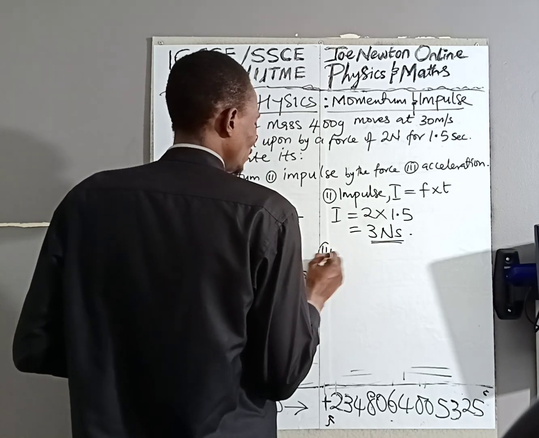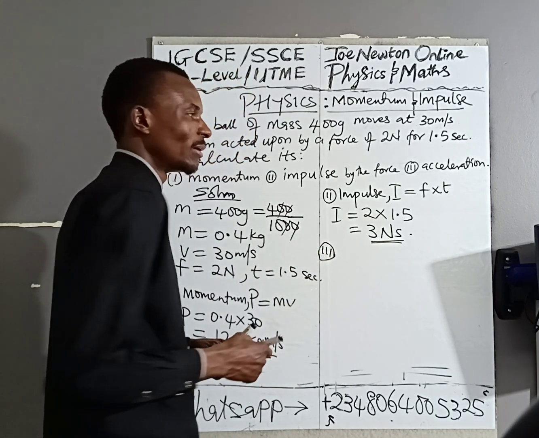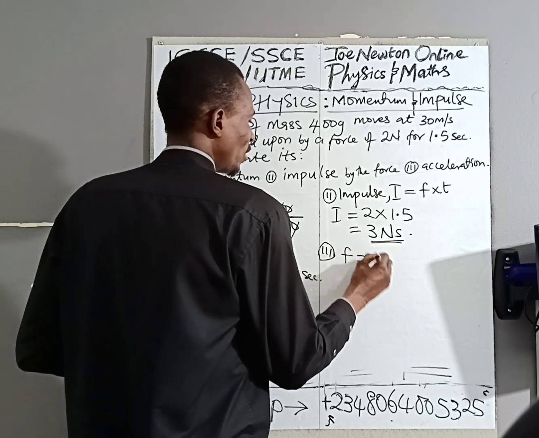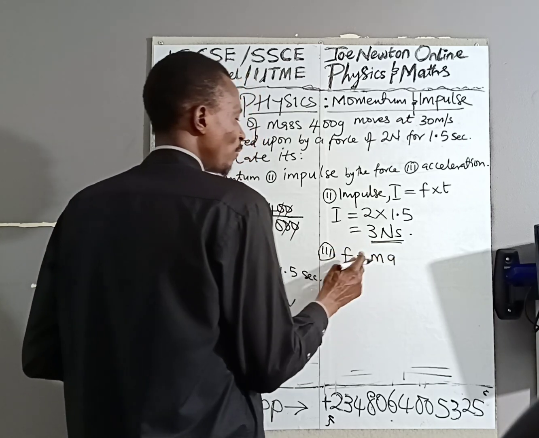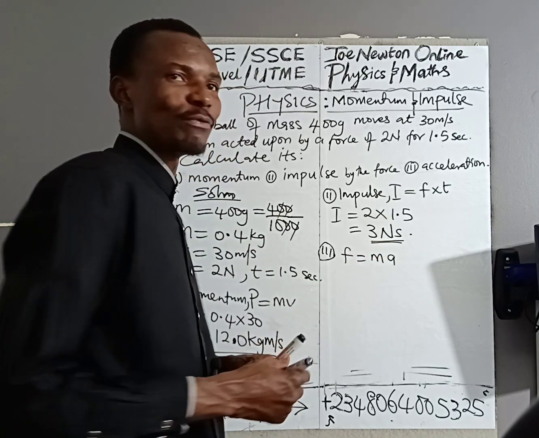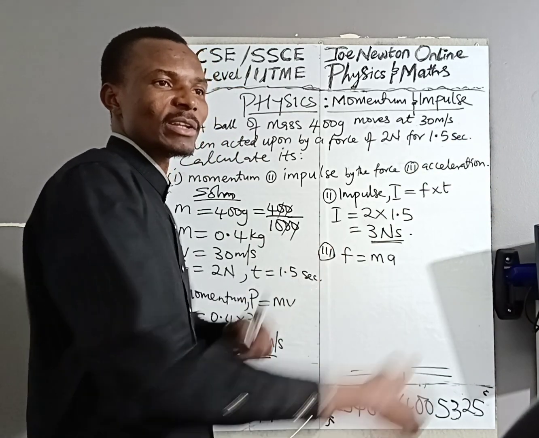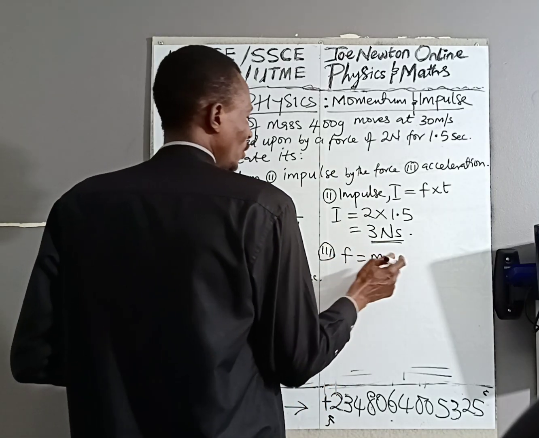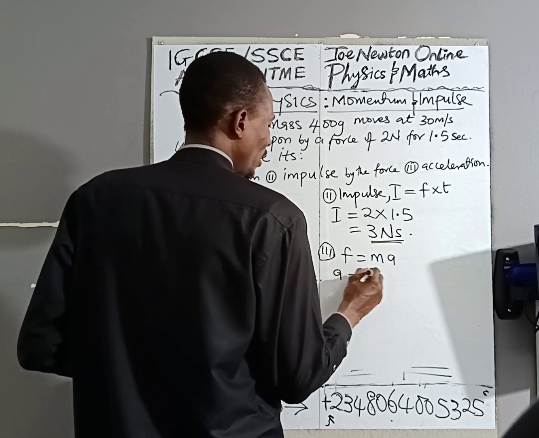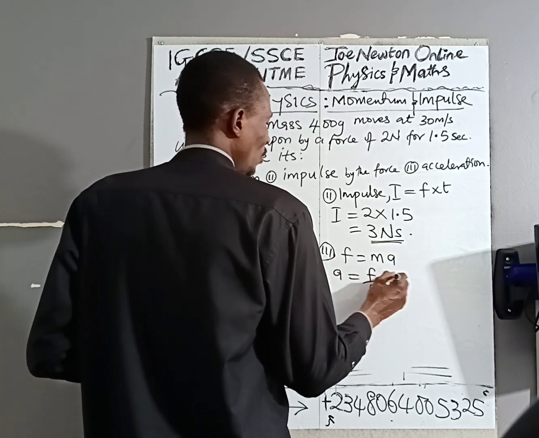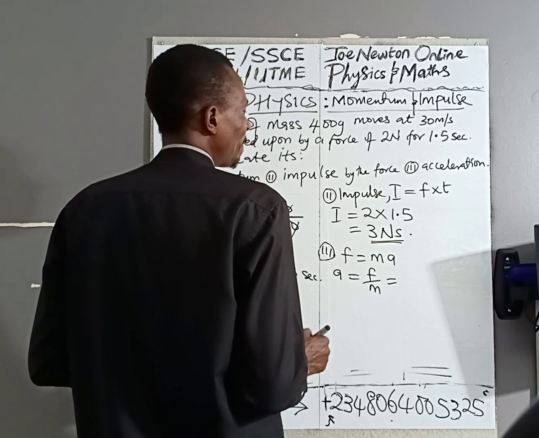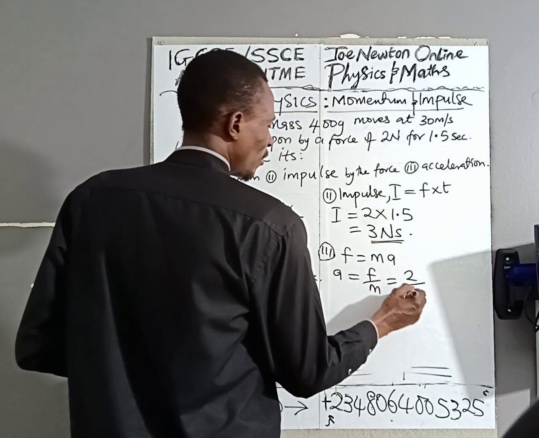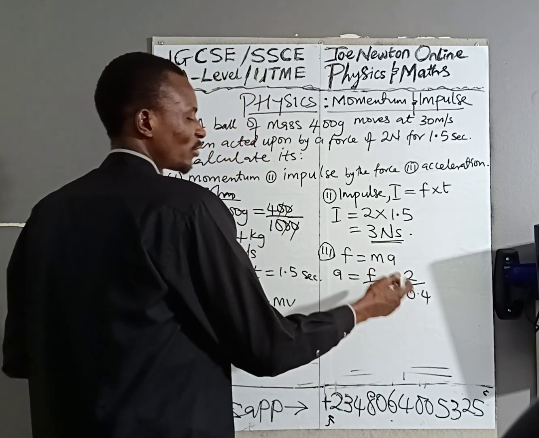Then the acceleration of the body at that time, remember we have that F is equal to ma. That is force equals mass times acceleration, for a uniformly accelerated body, a body accelerating in a straight line like that. So looking for a will now be equal to F over m, which is equal to our F is 2 Newton, our m is 0.4. How do you solve this?